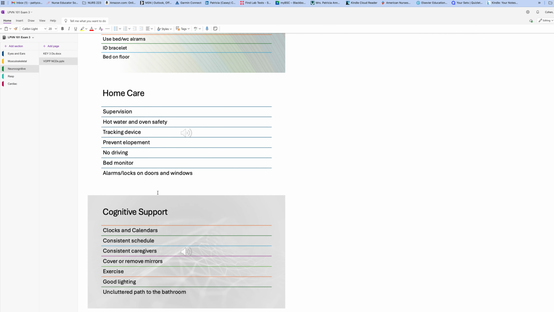Home care, they need supervision. Oh, make sure the hot water heater is cut off at 120 degrees. It shouldn't go more than 120 degrees Fahrenheit. And with oven safety, it might be time for them not to cook anymore. Okay. Tracking device would be good if they could wear that. You want to prevent elopement, which means locking the doors and windows at night. No driving. Need a bed monitor so you know when they're getting out of bed. And alarms and locks on doors and windows.